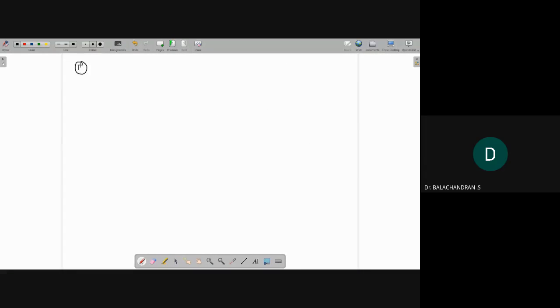Now I am going to give some practice problems, and then you can leave the session. So first problem, find the envelope of the family of lines x cos theta plus y sin theta equal to p, where theta is a parameter.